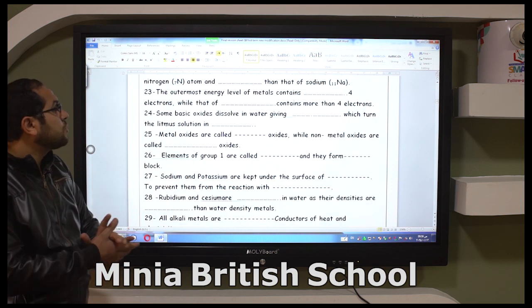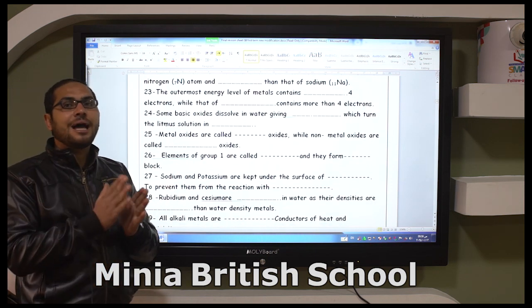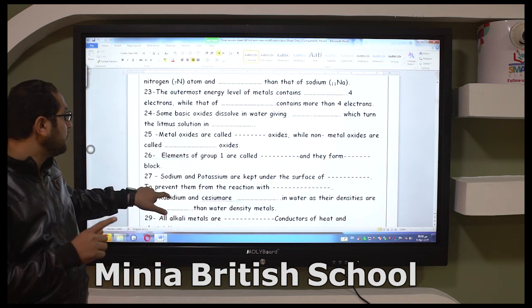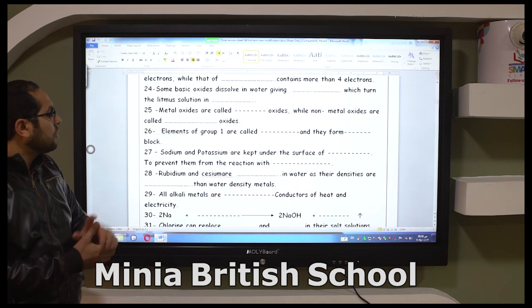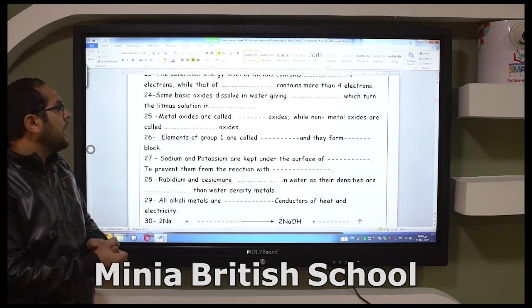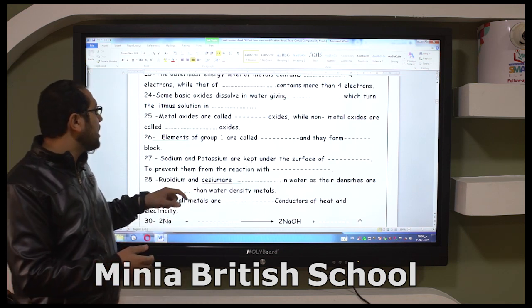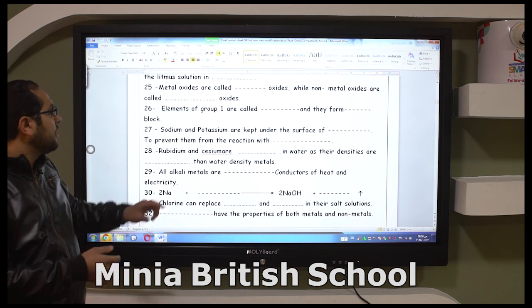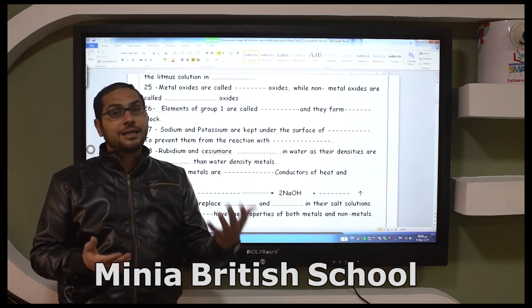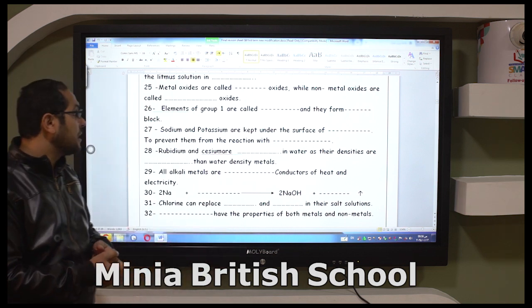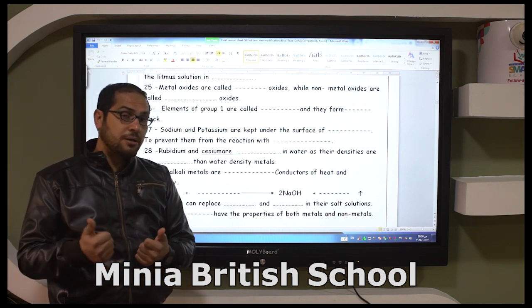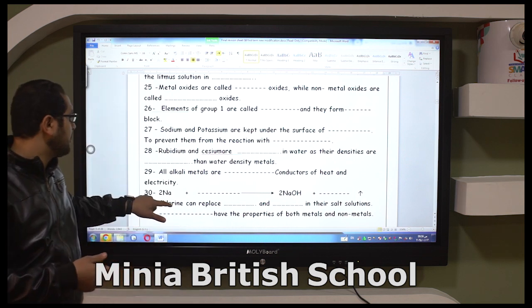Some basic oxides dissolve in water, giving what? Giving an alkaline solution that turns litmus solution blue. Metal oxides are called basic or acidic? Basic oxides, while non-metallic oxides are called acidic oxides. Elements of group 1A are called halogens or alkali metals? Why are they called by this name? Because they react with water, giving an alkaline solution.